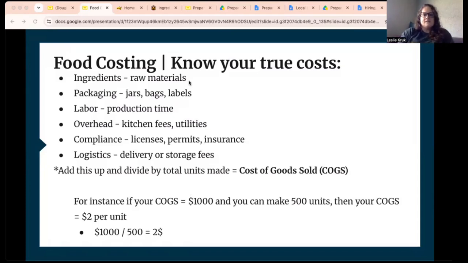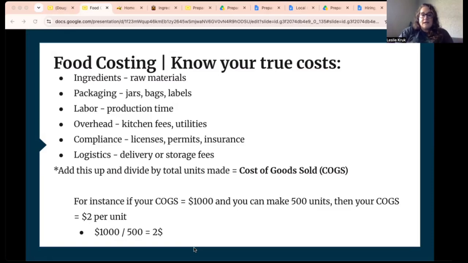So, knowing your true costs, I've alluded to this before, but this will give you a breakdown of what your true costs are for your recipes or for your finished products. Things to keep in mind, of course, are the raw materials utilized to make the product, and the packaging. Are you using a bag? Are you using boxes? How are you labeling these things? Your production time. Is it just you? Is it multiple employees? For a batch of something, you can keep track of how long it takes you to make that recipe, and you can add that in as your labor time.